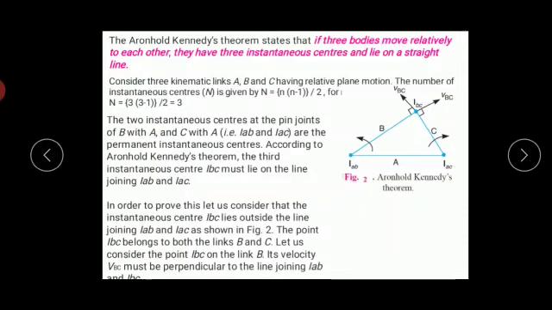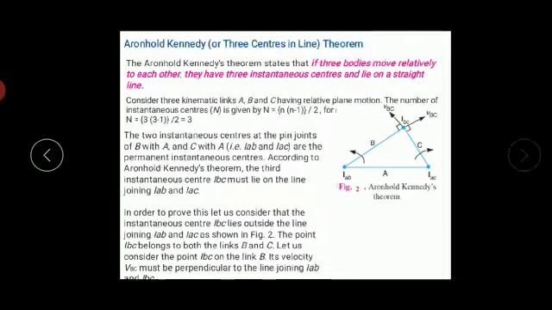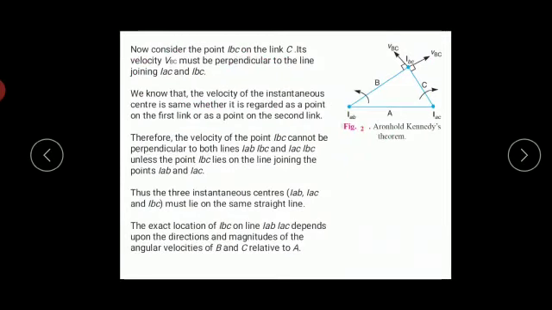And similarly, if we consider the IBC point on link C, then the velocity VBC is perpendicular to the line joining IAC and IBC. But we know that the velocity of the instantaneous center is the same whether it is regarded as a point on the first link, that is B, or on the second link, that is C. Therefore, the velocity of the point IBC cannot be perpendicular to both lines, that is, the line joining IAB and IBC, and the second line joining IAC and IBC.